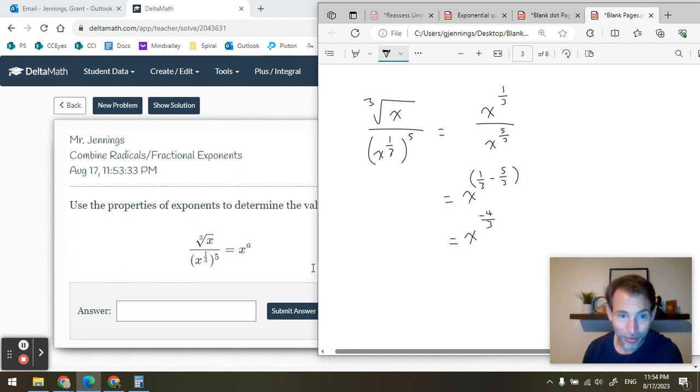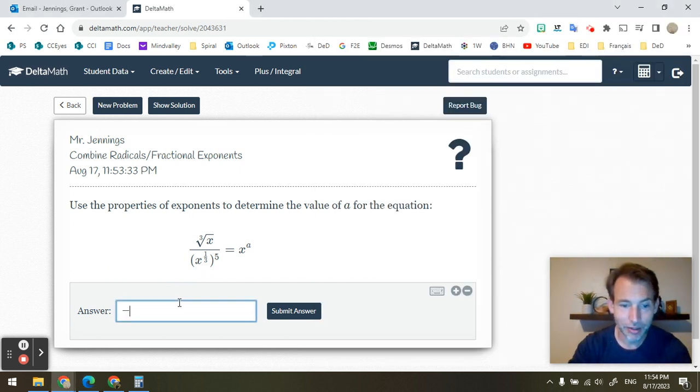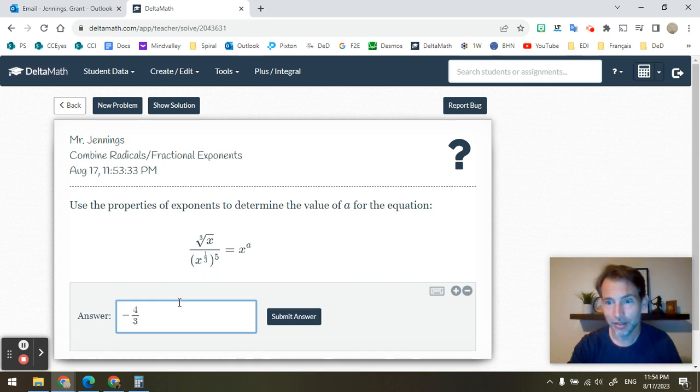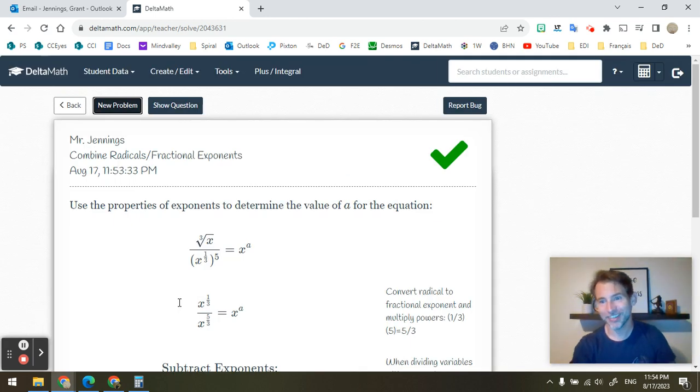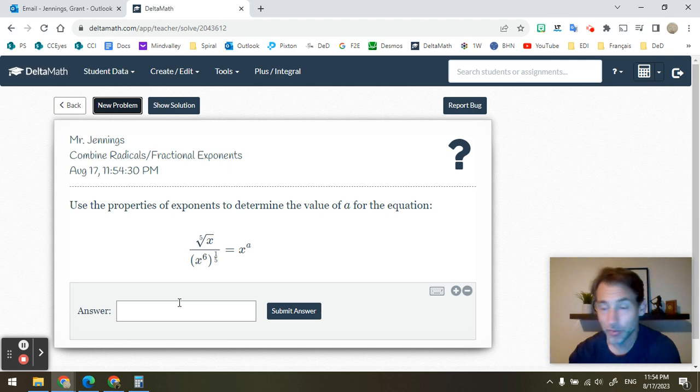So a is negative 4/3. Unless this is the first mistake that I've made all video. No, it's not. Okay, so here we do the same thing. This is x to the 1/5 divided by x to the 6/5. So we're going to have x to the negative 1. So this is just negative 1.